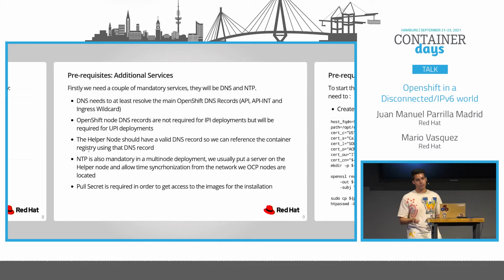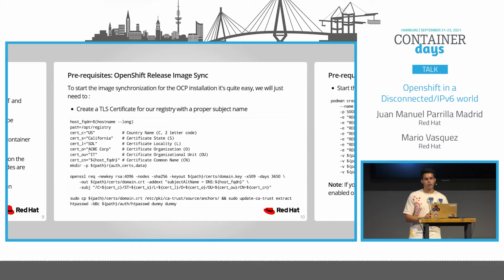Then NTP, as we mentioned, is mandatory for multi-node deployments. If you're deploying a single node Openshift, which is something new, by the way, then NTP is not mandatory. And then, as we mentioned, pull secret will be required for getting access to the images. And with that, those are the main prerequisites. And then we are going to showcase, more or less, an Openshift deployment.